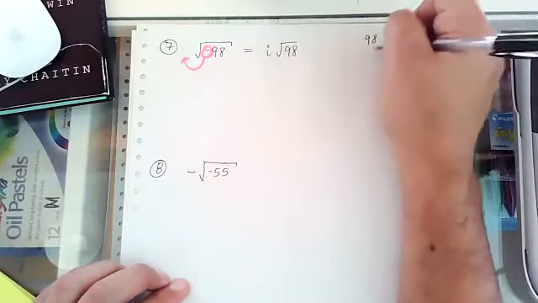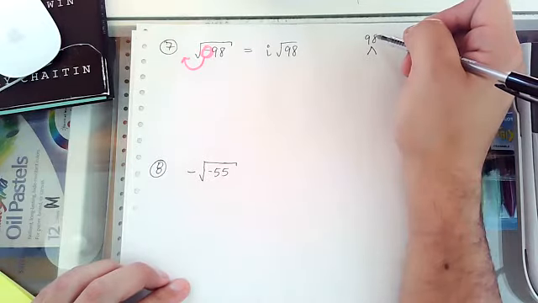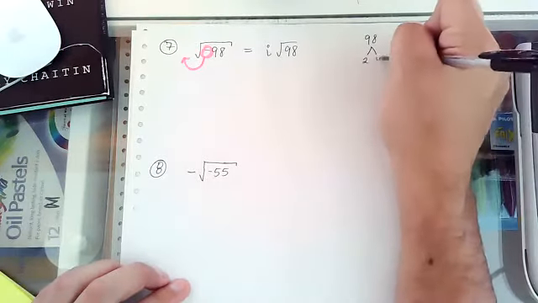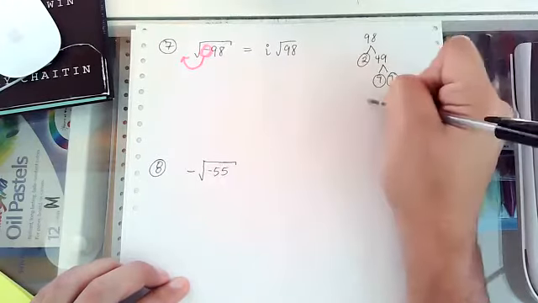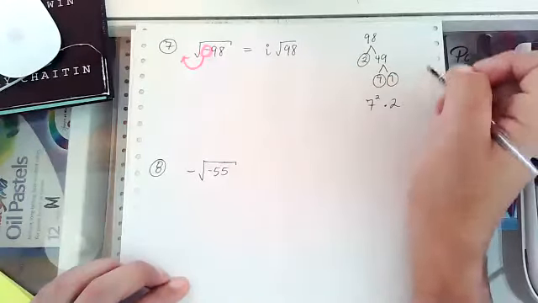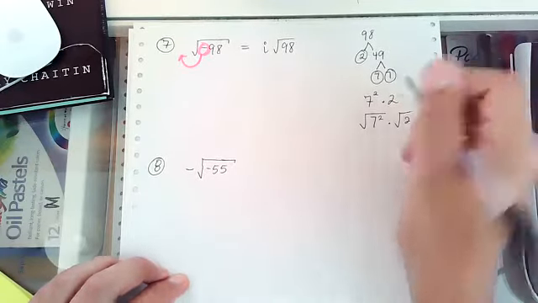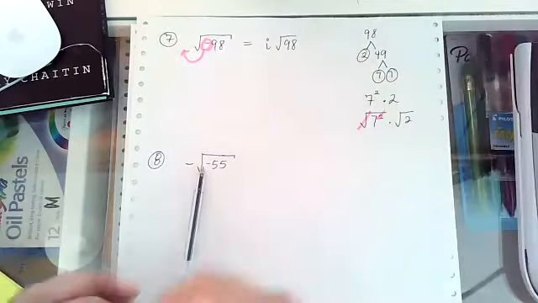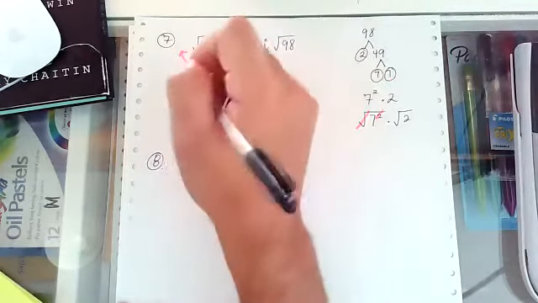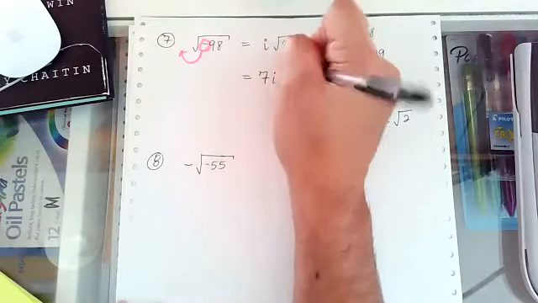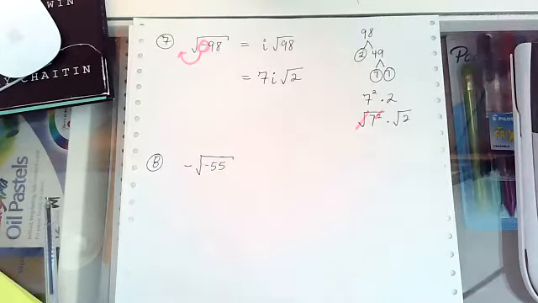So that's 98. What would that be? 2 times 49? 7 and 7. So that's 7 squared times 2. So if I take the square root of 7 squared and the square root of 2, then those cancel out. So I should be left with a 7 on the outside. I have my i, and then root 2.